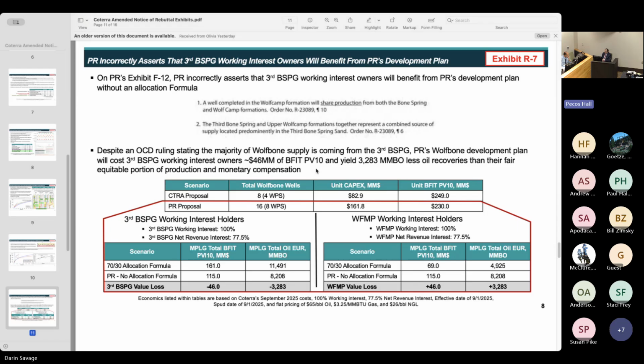And the table below again compares the 70-30 to the no allocation formula. And what we're illustrating here is the reserves that are being increased and the economics that the Wolfcamp owners are seeing an increase in is directly coming from the Third Bone Spring working interest holders. So despite a ruling stating that the majority of the supply is coming from the Third Bone Spring and that the Wolfcamp is one common source, if we don't have an allocation formula, Third Bone Spring working interest holders will lose money and oil reserves. And that's very important.